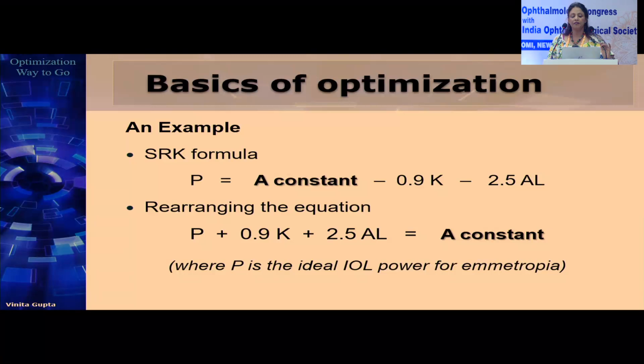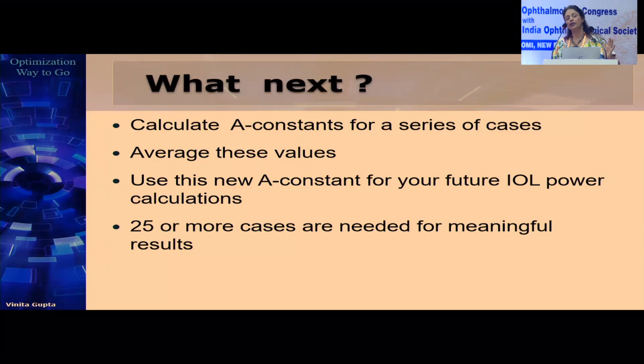An example is the SRK formula. As I said, this is the basic formula. If we rearrange it, this is how we arrive at the A constant. Now, calculate the A constant for a series of cases, average these values, and use this new A constant for your future IOL power calculations. For an effective and meaningful result, you can take just 25 of your cases with all those prerequisites: one surgeon, one biometry machine, one type of surgery, one type of IOL design, in-the-bag placement. Take your 25 cases with their post-operative refractive error, do the back calculations, and you will be able to derive your own optimized A constant.